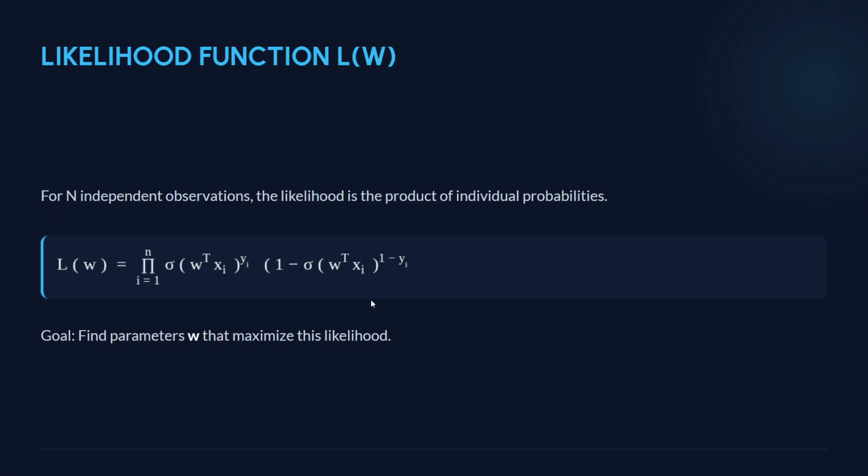Now why do we want to maximize this likelihood? Because we want this value to be maximum, since the likelihood of predicting 1 or predicting 0 should be maximum. So that's why we want to maximize this likelihood.